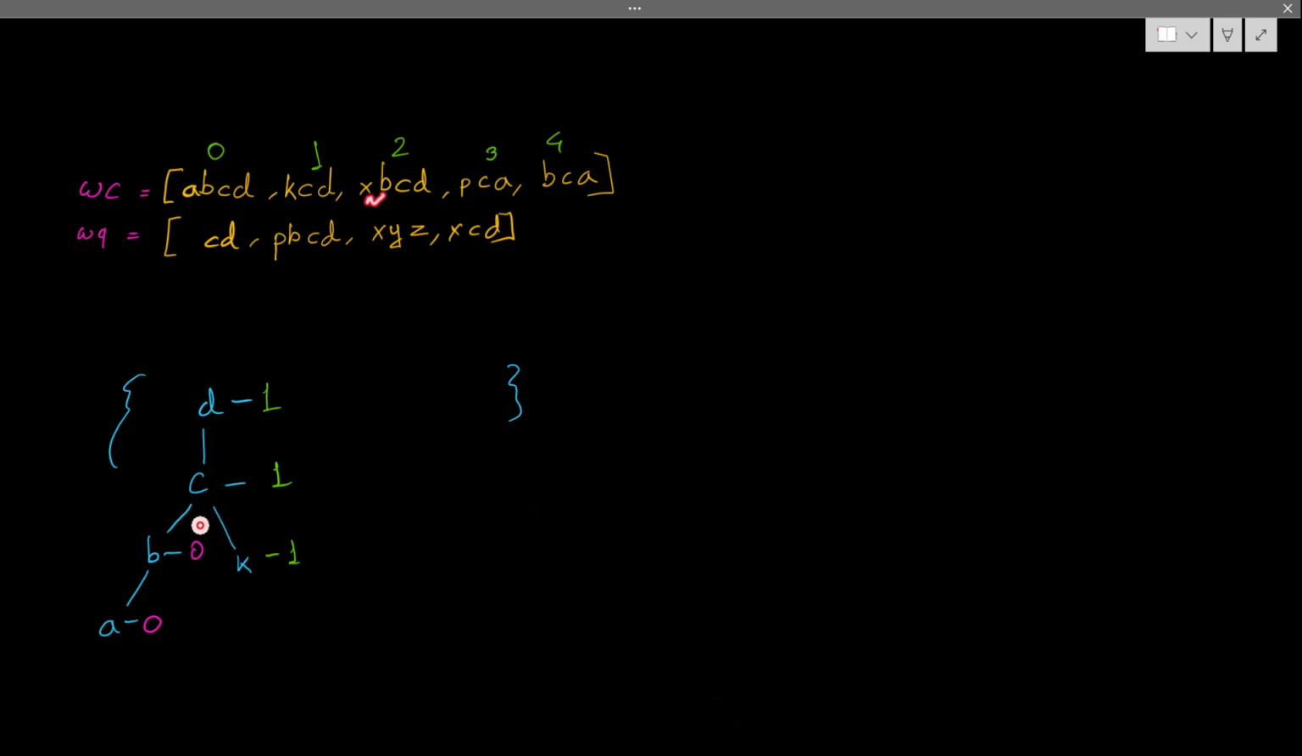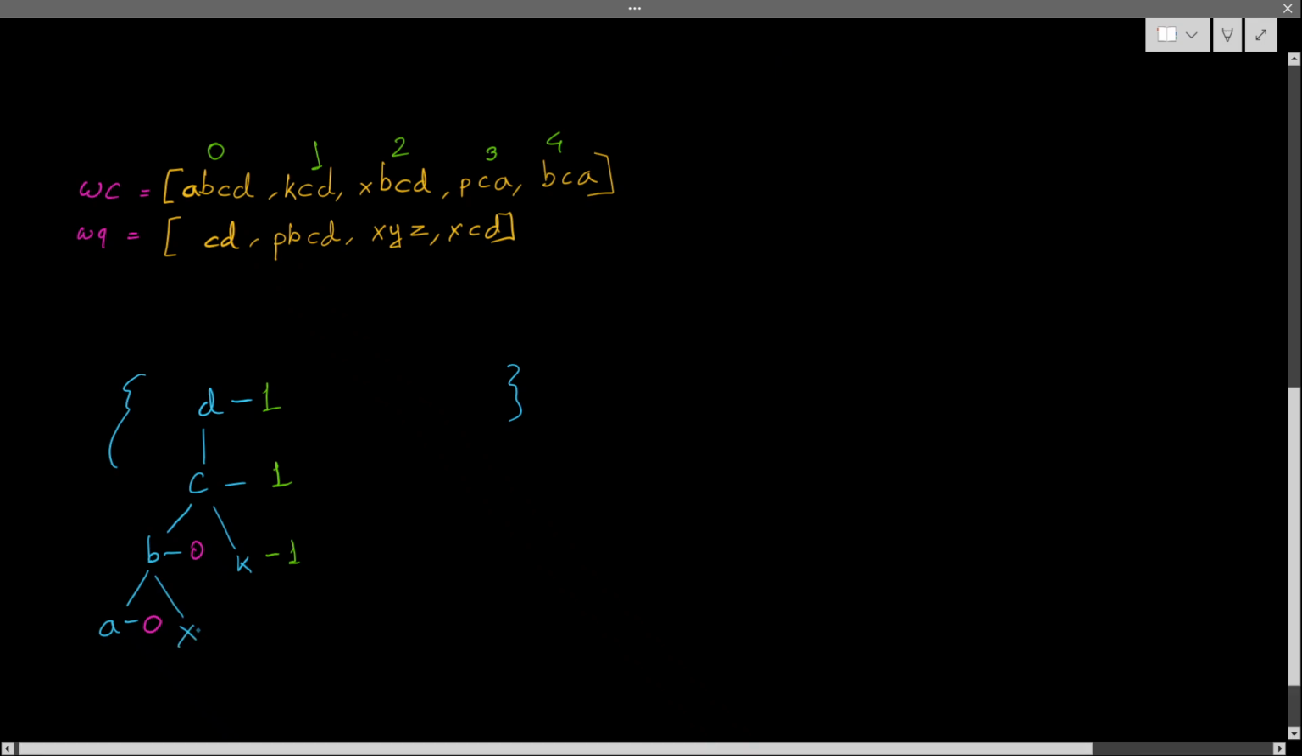Now is X a part of B? No, X is not a part of B. So I'll have to add that X. I'm going to add that X with 0. Not 0. X will be, what is the length? Length will be 2. Not length, the index will be 2.